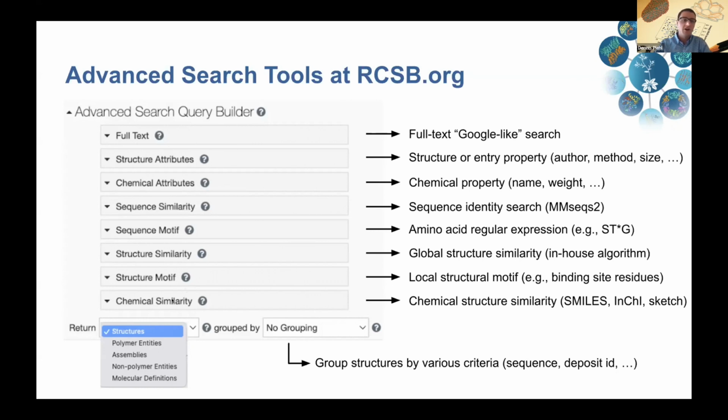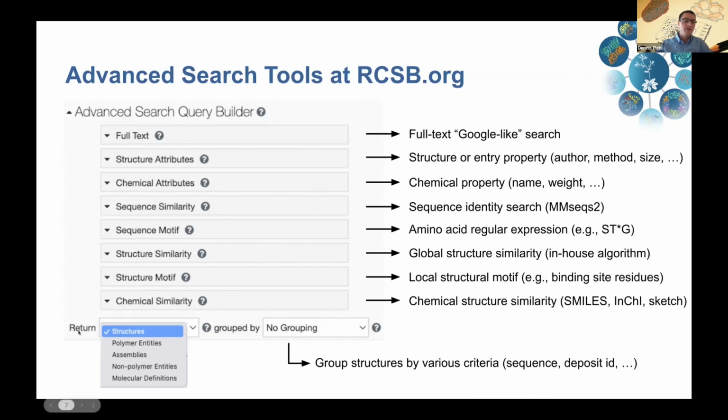The chemical similarity search lets you look for structures that contain chemicals of similar structure to the input SMILES or InChI strings, and you can even sketch your structure directly using the draw tool.